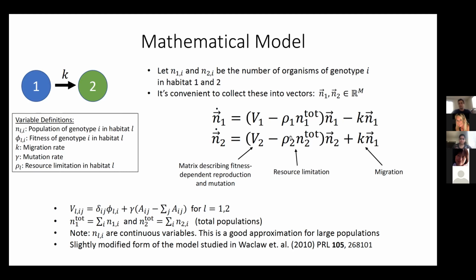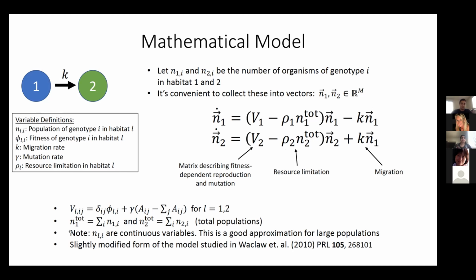The second term is pretty much a standard logistic growth term, which discounts the growth rate in proportion to the total population. So N2 tot is the total population in habitat 2, and similarly here is the total population in habitat 1. And this discount to the total growth rate is scaled by this parameter rho, which describes the severity of resource limitations. And then finally, there's migration. So we're subtracting this term from habitat 1 due to the migrants leaving habitat 1, and then that gets added to habitat 2 because the migrants enter habitat 2.